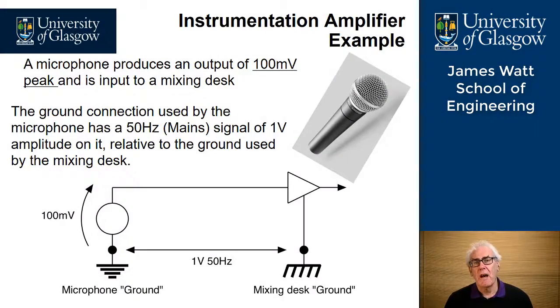A classic application for an instrumentation amplifier is for audio applications. Here we have a typical example. We've got a microphone which can produce a maximum output voltage of 100 millivolts and is connected to a mixing desk. However, the difference in the ground potential between the microphone ground, perhaps on the stage, and the mixing desk ground, which may be several hundred meters away, is 1 volt RMS, and it has a 50 Hertz frequency on it.